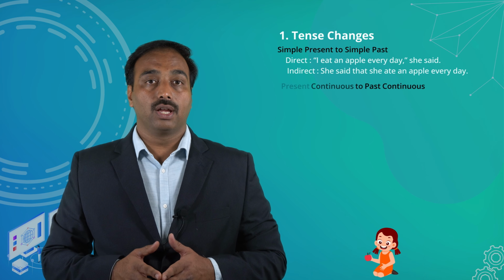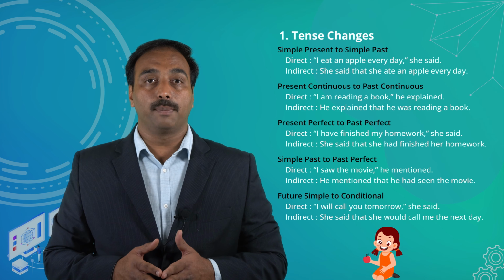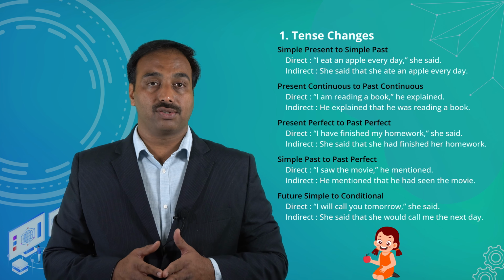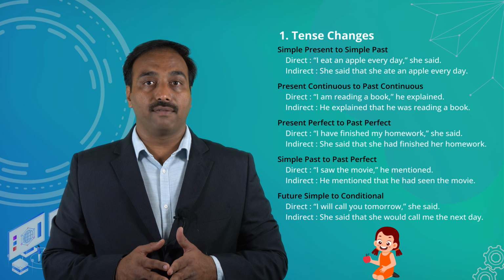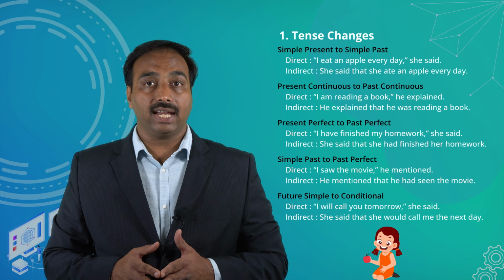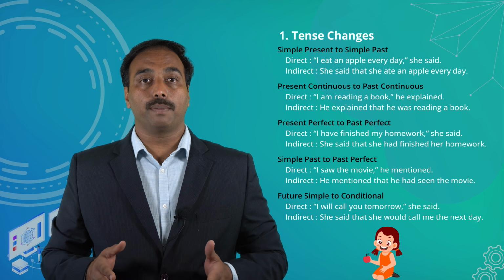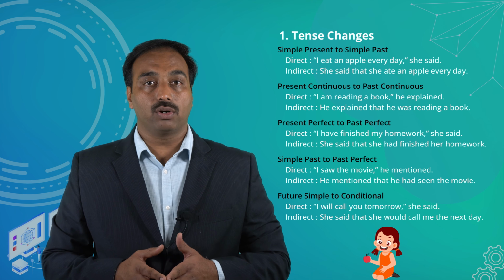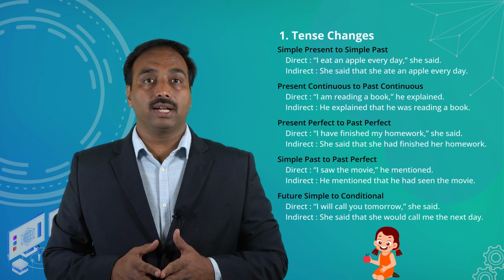Tense changes. When the reporting verb is in the past tense, the verb in the reported clause typically shifts back one tense. Simple present to simple past. "I eat an apple every day," she said. In indirect speech, it becomes, she said that she ate an apple every day. Present continuous to past continuous. "I am reading a book," he explained, is in present continuous. He explained that he was reading a book.